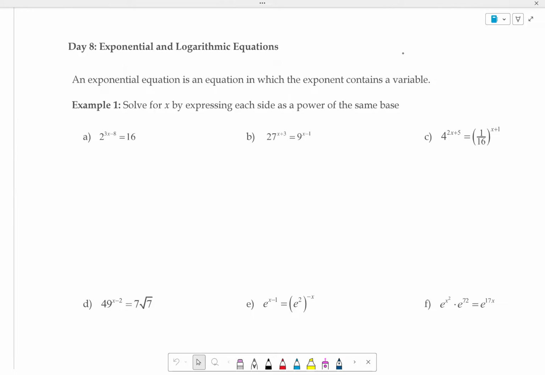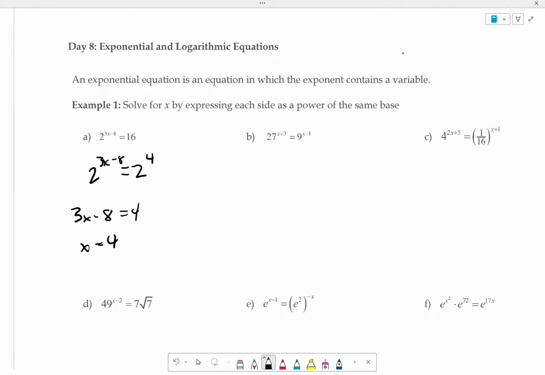I'm not going to change the 2. I'm going to change the 16 and rewrite it as 2 to the 4th power. And you see what to do next. Ignore the 2 now, and by observation, we can see that 3x minus 8 equals 4, so x equals 4.